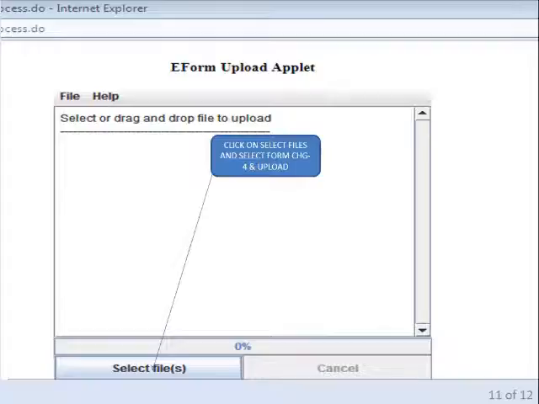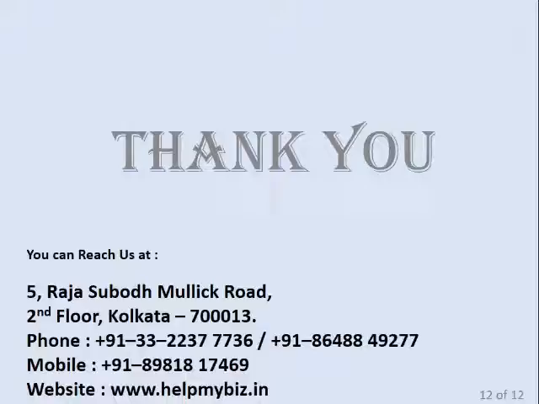Now click on the select file button to upload the filled up CHG form from your PC to the MCA site. Upon getting successfully uploaded, SRN will be generated as shown to the user, which will be used for any kind of future correspondence with the MCA.